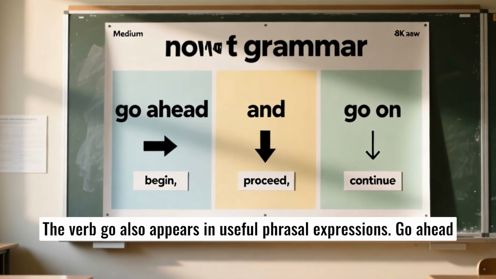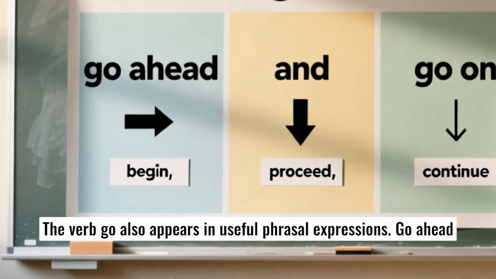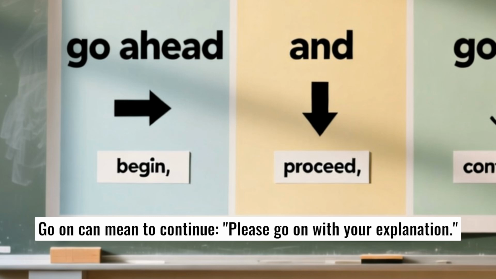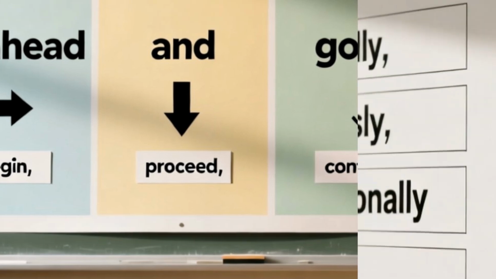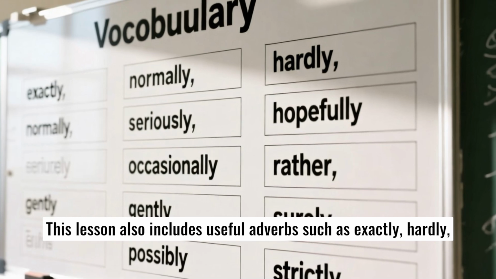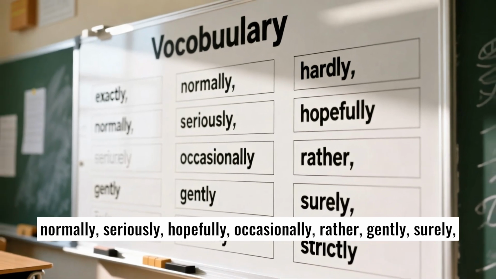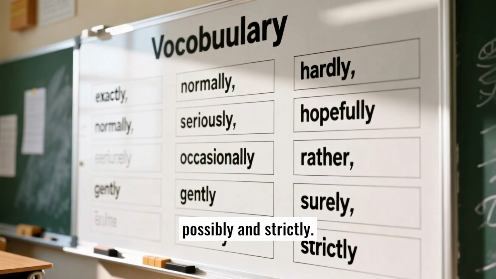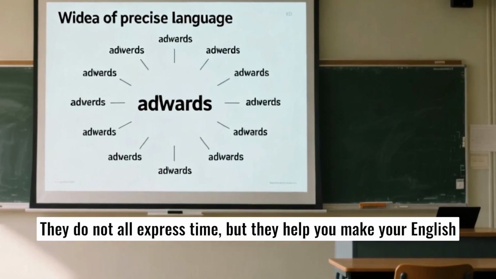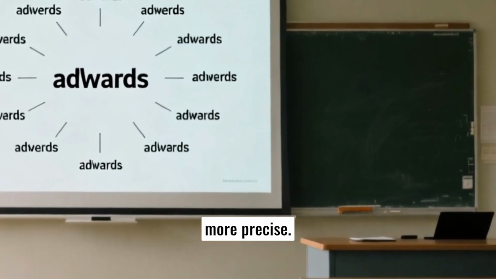The verb go also appears in useful phrasal expressions. Go ahead can mean to begin or proceed. Go ahead and ask your question. Go on can mean to continue. Please go on with your explanation. This lesson also includes useful adverbs such as exactly, hardly, normally, seriously, hopefully, occasionally, rather gently, surely, possibly, and strictly. They do not all express time, but they help you make your English more precise.